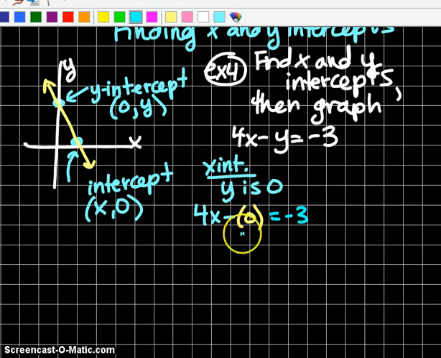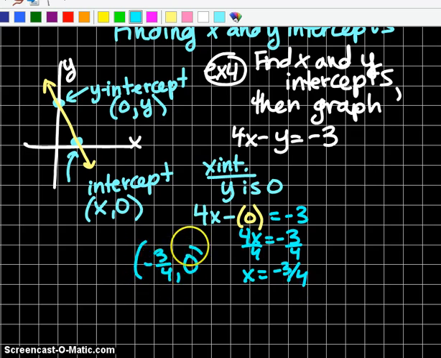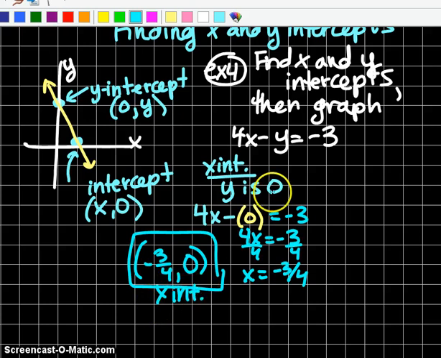4x minus 0 is just 4x. Divide by 4, divide by 4. So my x-intercept is at -3/4, comma 0. Make sure you always put it in point format. So for an x-intercept, you plug a 0 in for y.